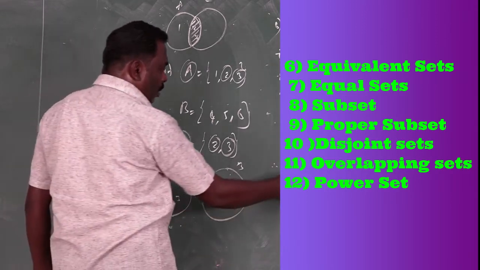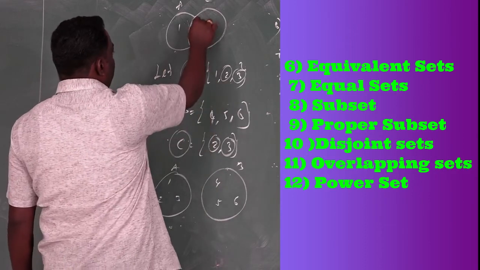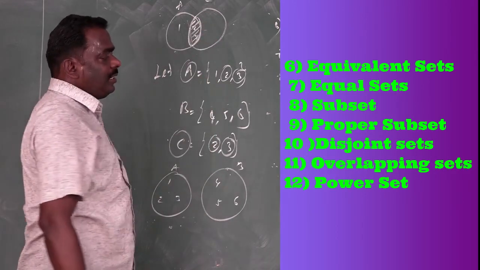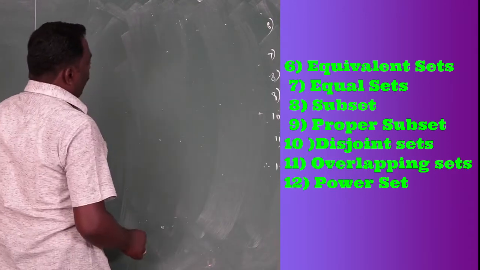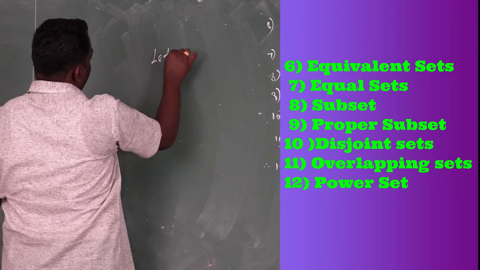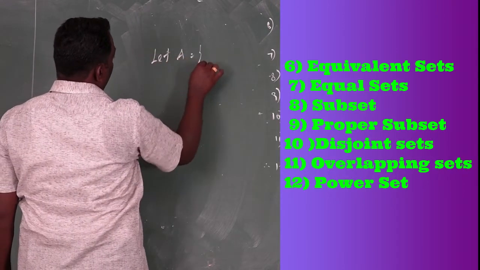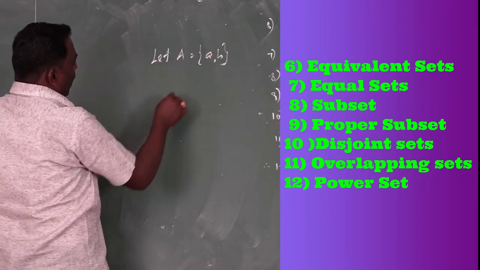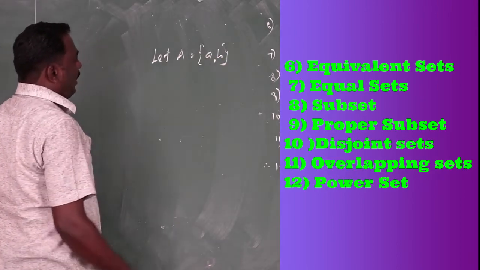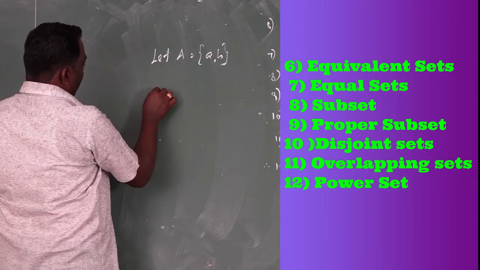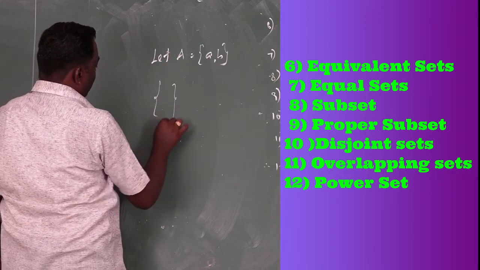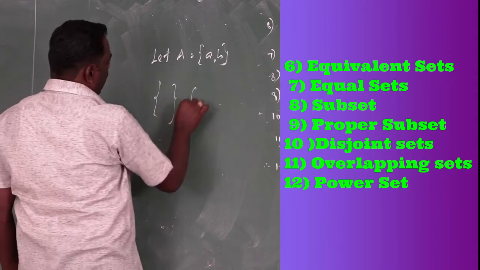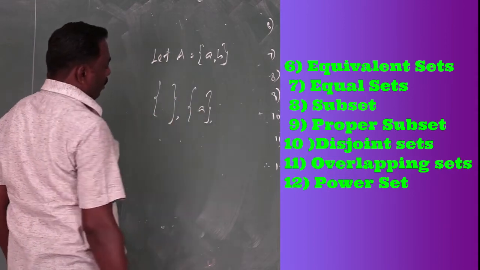Now the next one is the overlapping set, where some of the elements are common. Next is the power set. Let us consider set A equal to {a, b}. Now write the subsets of capital A. The subsets are defined as follows: the first is the empty set, and set {a} is one of the subsets.